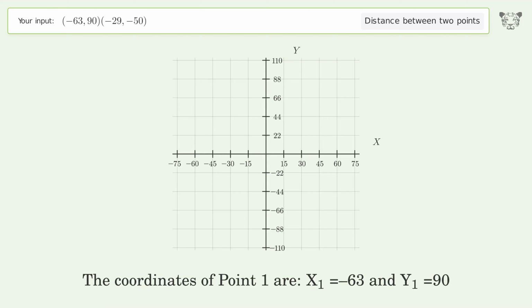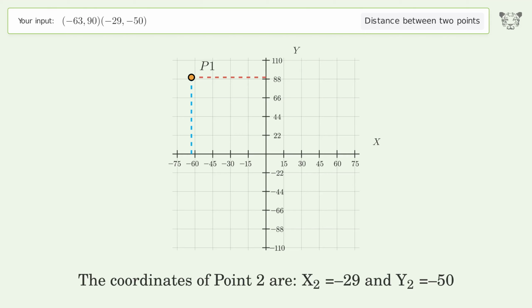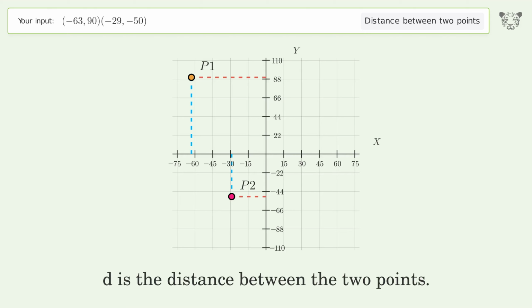The coordinates of point 1 are, x1 equals negative 63 and y1 equals 90. The coordinates of point 2 are, x2 equals negative 29 and y2 equals negative 50. D is the distance between the 2 points.